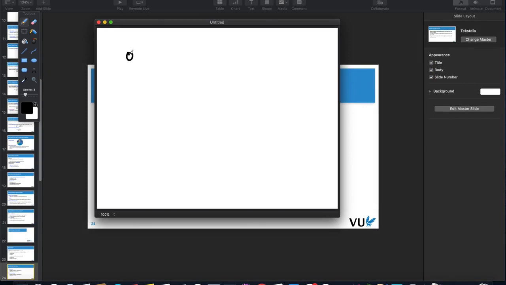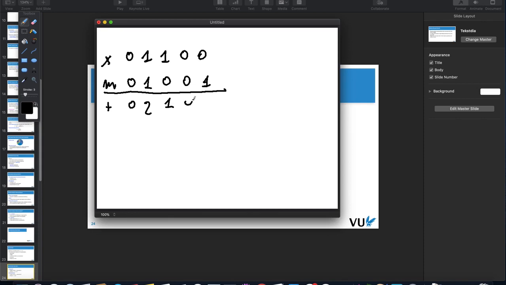So let's say that our original x is 0, 1, 1, 1, 0, 0. This is our x. We select some mask. Let's say this is 0, 1, 0, 0, 1. We add these things together. So it's 0, 2, 1, 0, 1. We take modulo 2. What does it mean?